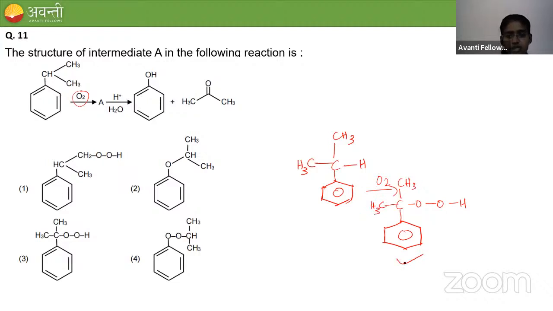So this structure is given in which option? So it is given in option 3. Okay. So option 3 is the answer for this question. Got it? This is again a previous year NEET question, which was asked in NEET 2021. And now let's move on to the next question.